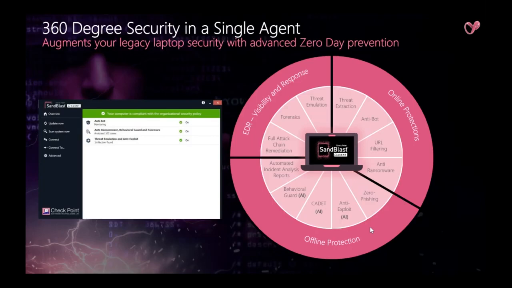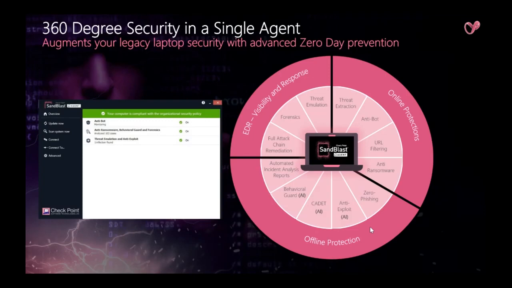So we have a set of detection technologies in the offline protection as well: automated incident analysis, behavior guard, anti-exploit, zero phishing. These things are available for offline protection, and EDR is also there. This includes full attack chain remediation. If any incident happens, you can check the graphical overview and a graphical map of the overall attack, from where it originated and what the attack behavior is, and everything will be visible clearly.